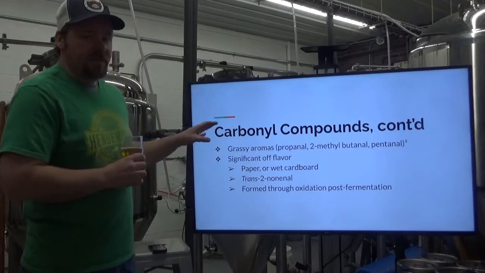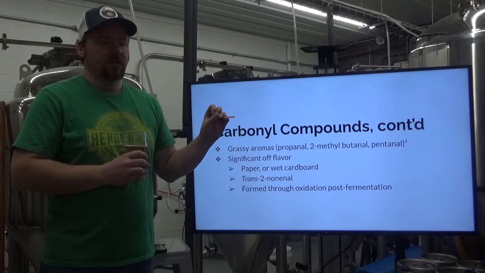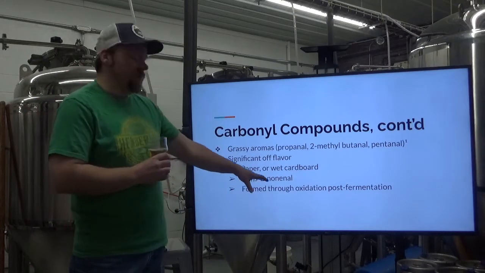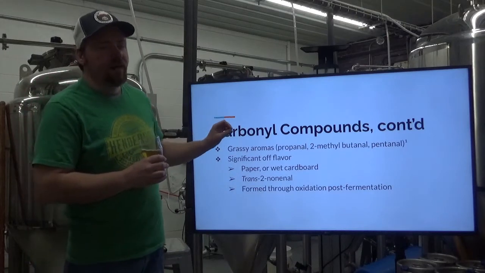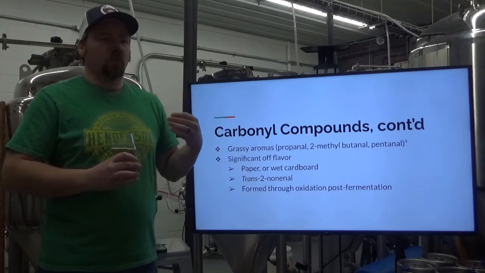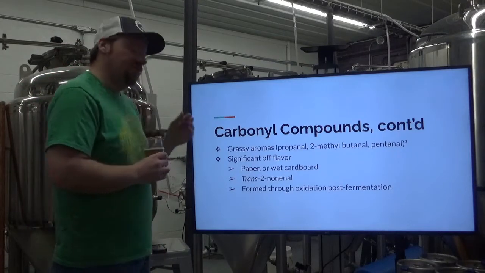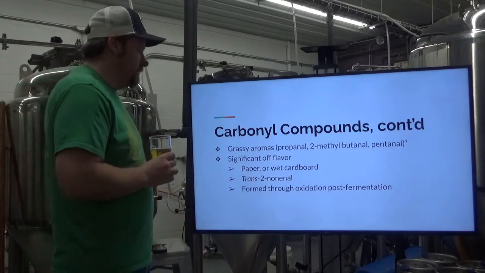They can cause a significant off flavor, specifically when it's coming to staling issues. So trans-2-nonenal is the compound that causes that paper, wet cardboard, stale taste of beer. It's formed through an oxidation reaction post-fermentation.